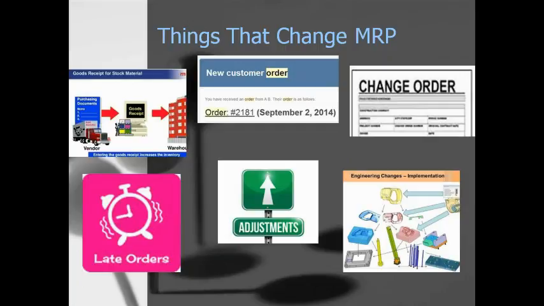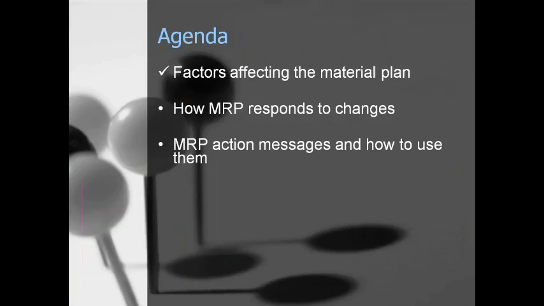Every one of these activities that are on the screen right now change your material requirements plan. And there are others. I'm sure we can all think of something that's not on the screen. But this is what MRP is designed to deal with. Remember, MRP is a dynamic process. It doesn't say the plan that we started with at 8 o'clock Monday morning is going to be valid at 8:01 Monday morning. It knows things are going to change. So those are the factors that can affect the material plan.